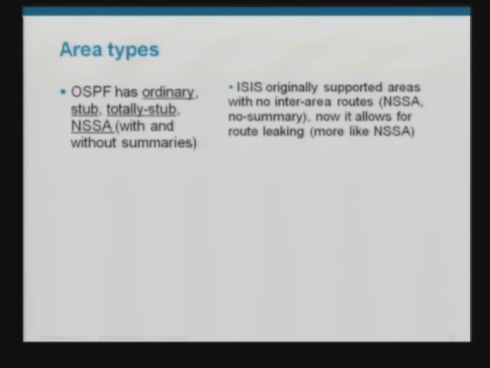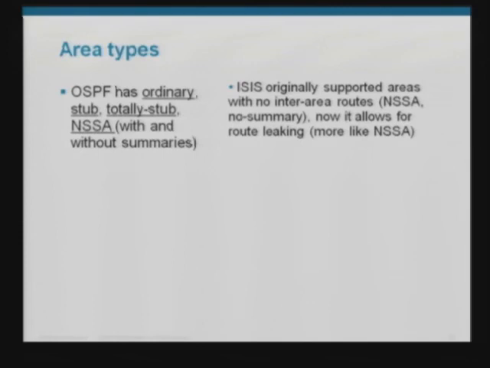The area types: OSPF has a regular area, a stubby area, a totally stubby area, and an NSSA area, all with or without summary. If you compare with ISIS, the closest definition you can get is totally stubby NSSA area, because you can leak information in ISIS. You have to use a specific feature in ISIS, which is the route leaking feature. Normally, L2 information should not be leaked into L1.